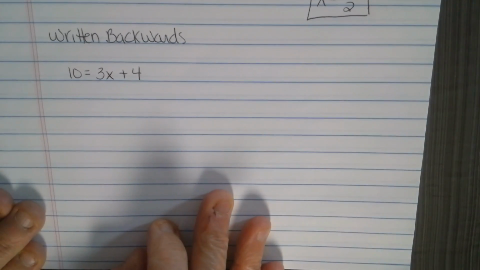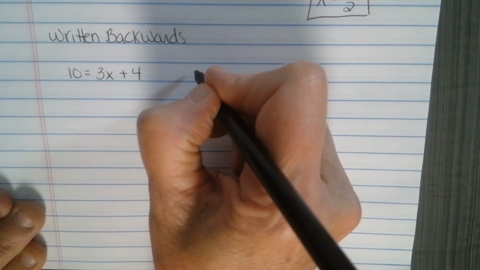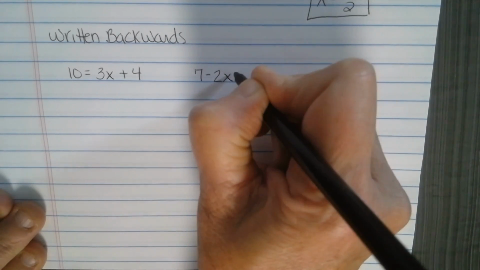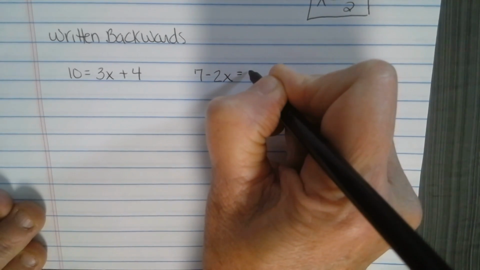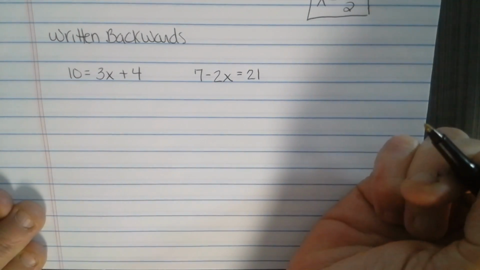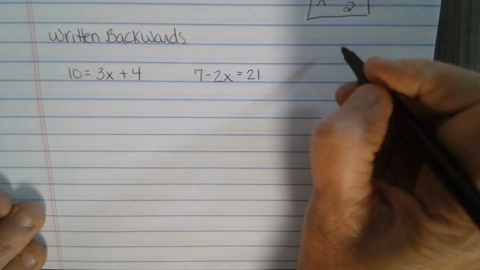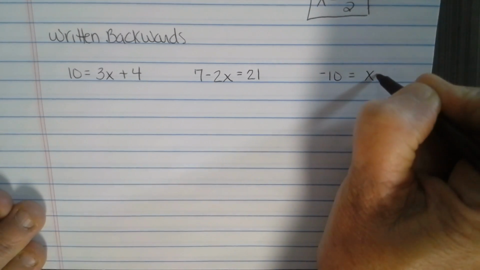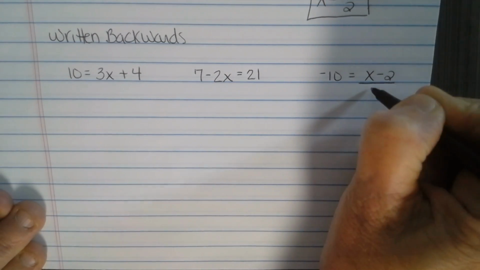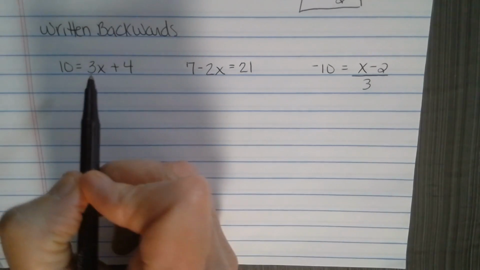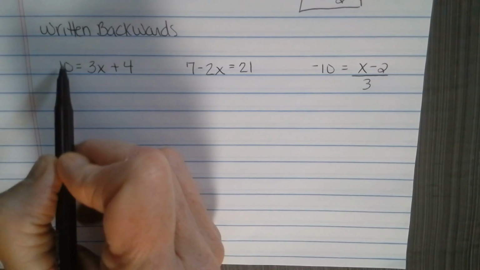Okay, that one's written backwards. Let's look at one that's kind of really funky. Okay, and let's look at one more written backwards. All right, these guys are written backwards. If you don't like them written backwards, you could always write them forward. In other words, you could move this 3x over here and this 10 over here.